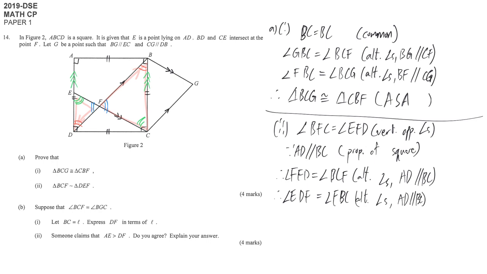Finally, you can write down your conclusion. Therefore, triangle BCF is similar to triangle DEF. The reason is AAA. This is a very straightforward question and not difficult, but it's really difficult to get full marks here because we have really strict requirements in proving something in geometry.